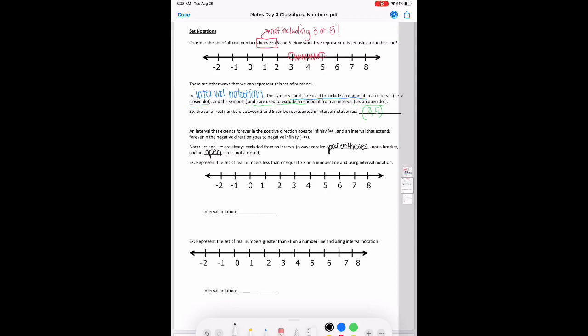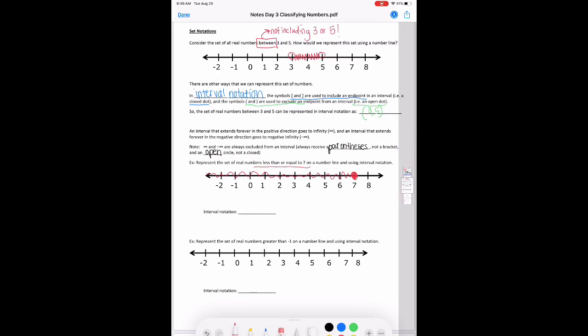So always parentheses and open circles for infinity and negative infinity. So let's represent the set of real numbers less than or equal to 7. All right, so first off, if we are less than or equal to, that means we are including 7. We could be equal to it. So first things first, I'm going to put a closed dot on 7. And if we're less than it, we're going to shade where the numbers are less than. And it's just going to go on forever because it doesn't tell us that we have to be greater than any numbers. It just has to be less than 7 or equal.